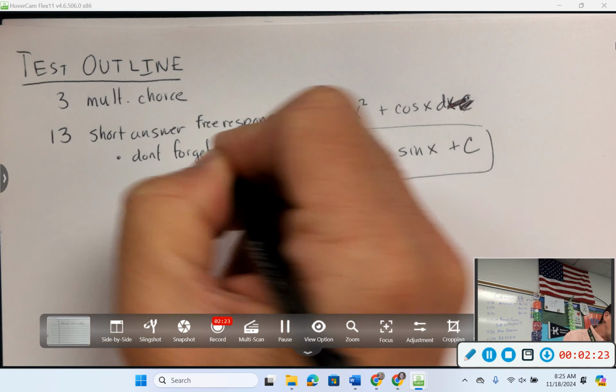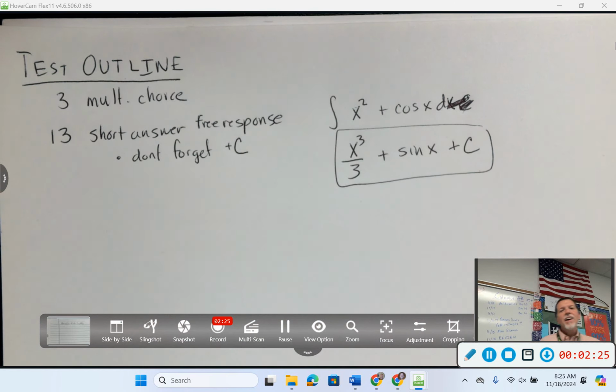So, a couple of comments. Don't forget the plus c, because on multiple choice, they all had the plus c. Like, I need to make sure they remember to put the plus c. So if I remove the multiple choice, then they've got to remember the plus c. Again, I'm gonna cap how many points you can lose.